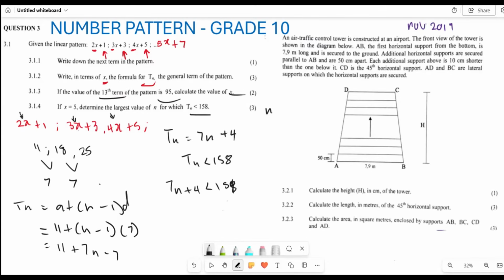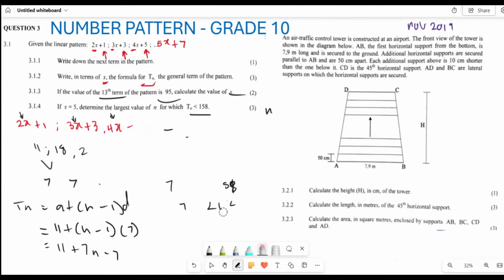Then from here, this is the same as 7n less than 158 subtract 4, which is going to give you 154. Then you divide by 7 on both sides, which means the value of your n is going to be less than 22. That's going to be the value of your n that you are going to have in there, right? Hopefully all of this makes sense, right?